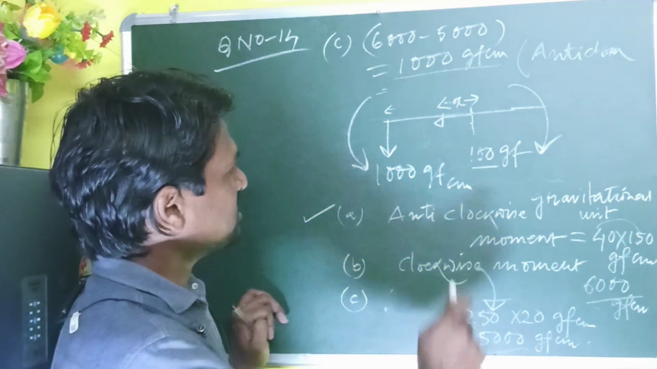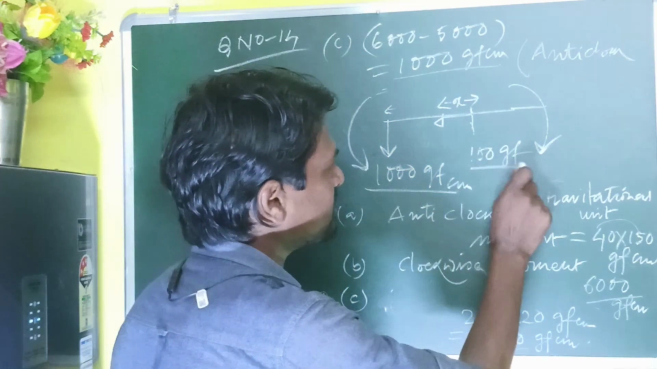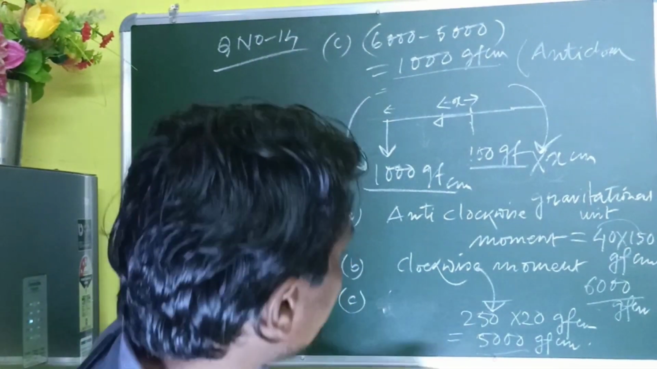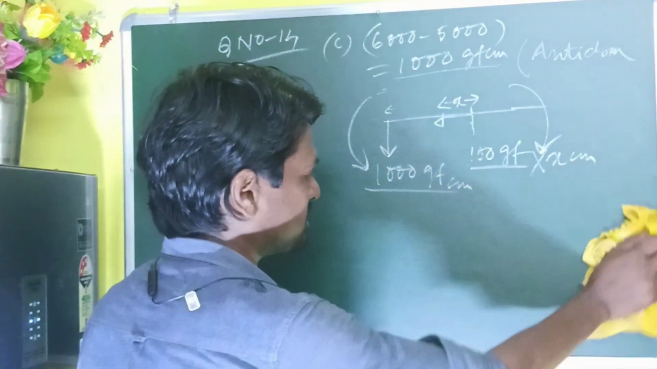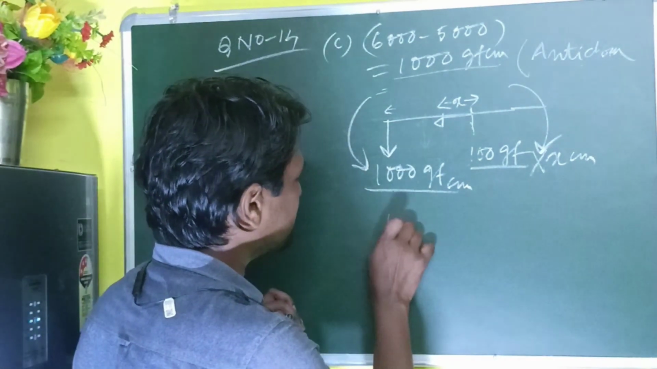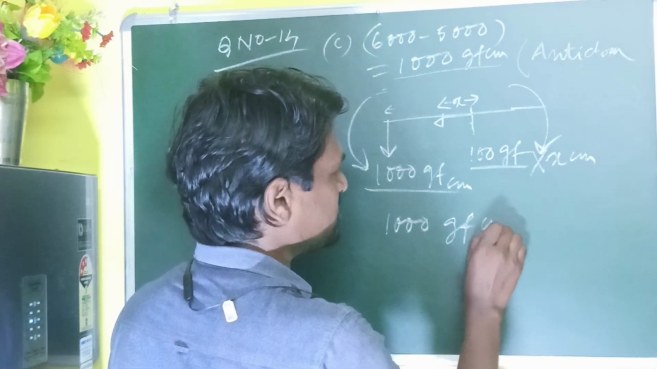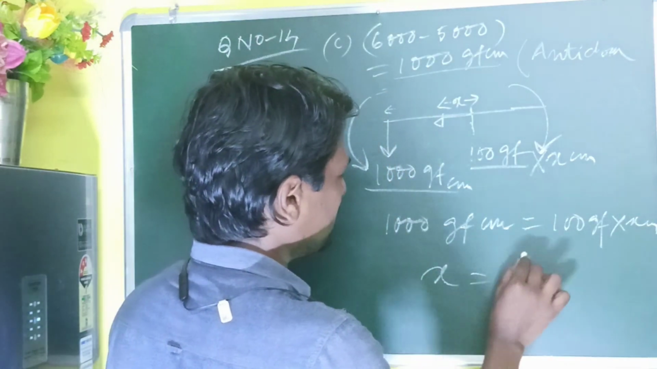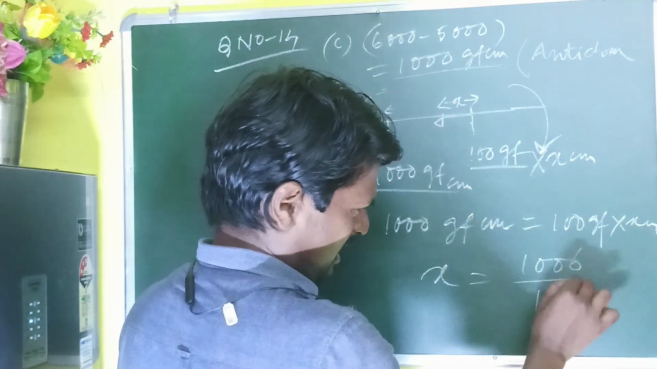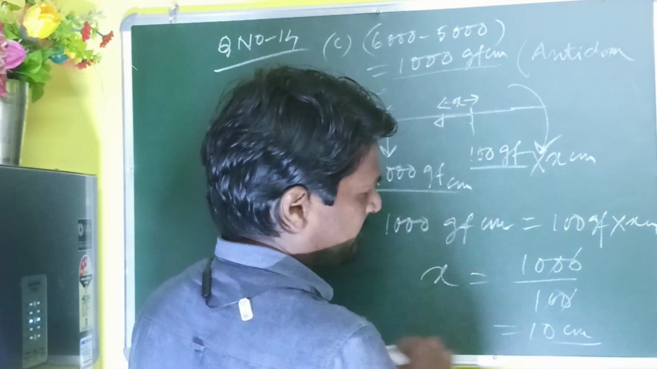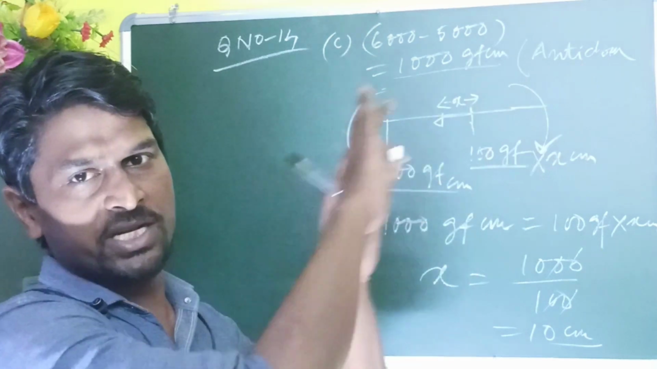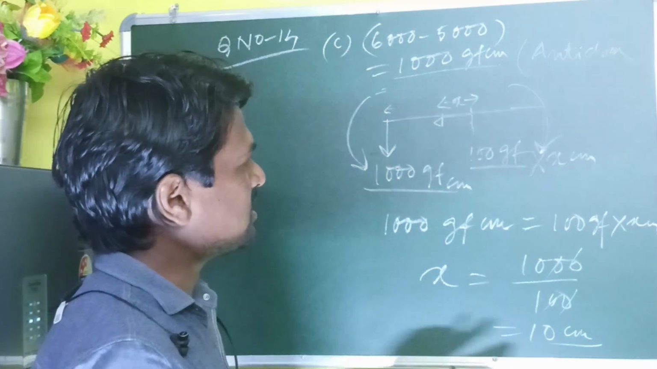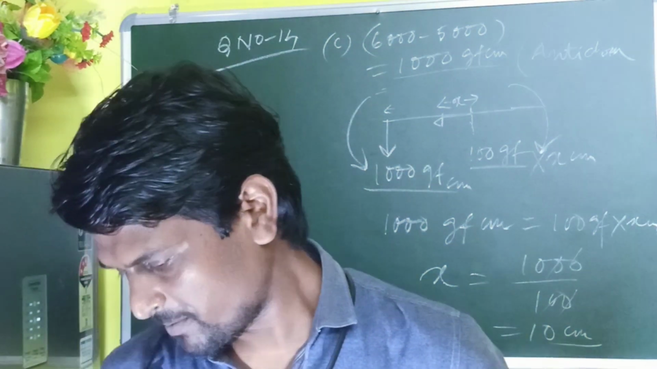So this is the resultant moment, but this is the weight, and if we multiply it by x centimeter, then it is also a moment. So in equilibrium condition, we know that the clockwise moment is equal to the anti-clockwise moment. So 1000 gram force centimeter is equal to 100 gram force into x centimeter. So x equals 1000 by 100, so this is 10 centimeter. So if we shift the meter rule along the right hand side by 10 centimeter, then the meter rule is balanced.